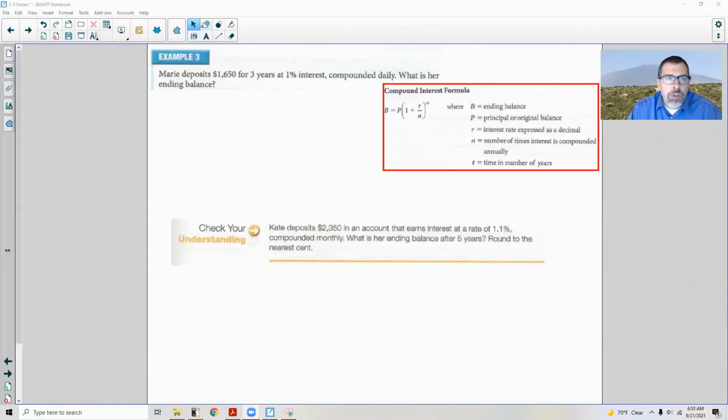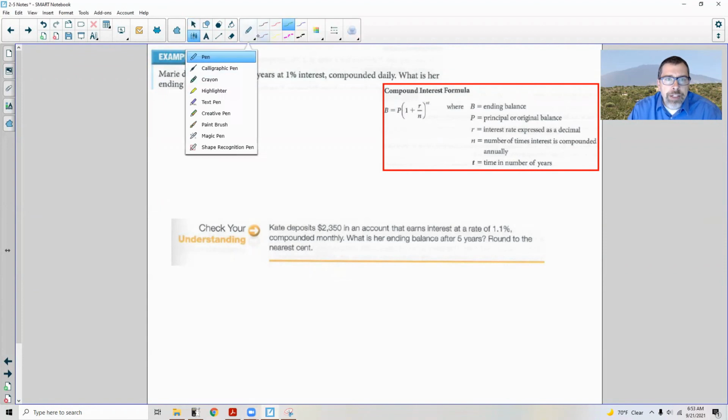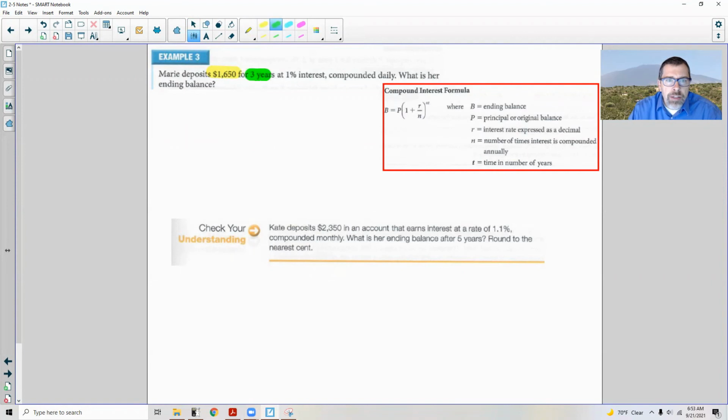Okay, so now we're on to a different type of problem. We're adding to this, and it says Marie deposits $1,650. And the key here is the difference is for 3 years. The last examples were just how much interest compounded daily for a year, how much interest compounded quarterly for a year, how much interest compounded monthly over 1 year. Now we're talking about more than a year. And then here's our interest rate, and here's our compound daily.